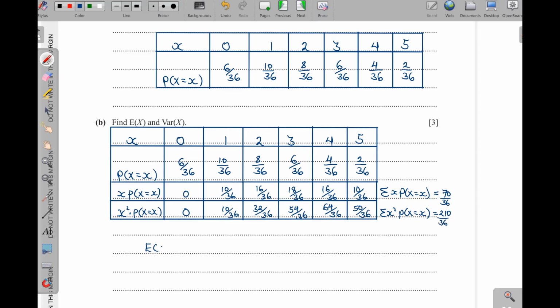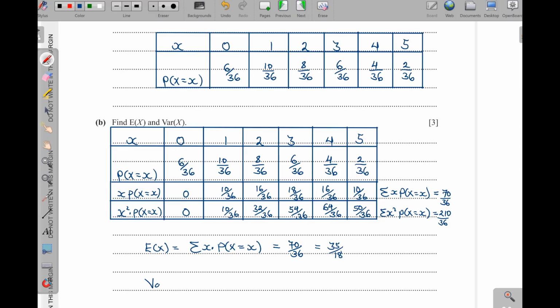Now, the expectation or the mean is equal to the summation of x times probability of x equals x, which is equal to 70 out of 36. Okay, if you want, you can simplify it. We write it to 3 significant figures as 1.94.